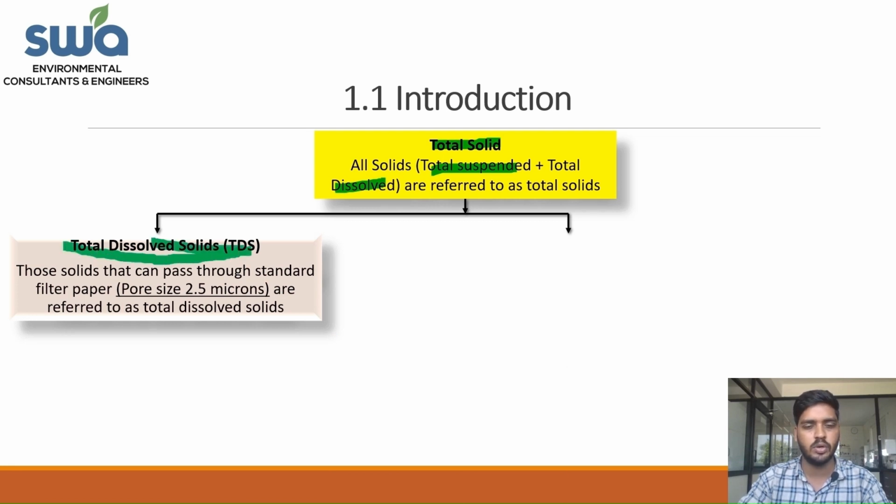So what are total dissolved solids? They are dissolved completely into the water. They can pass through the standard filter paper of pore size 2.5 micron. So we can say that the size of the dissolved solids is less than 2.5 micron. So this type of solids is referred to as total dissolved solids.